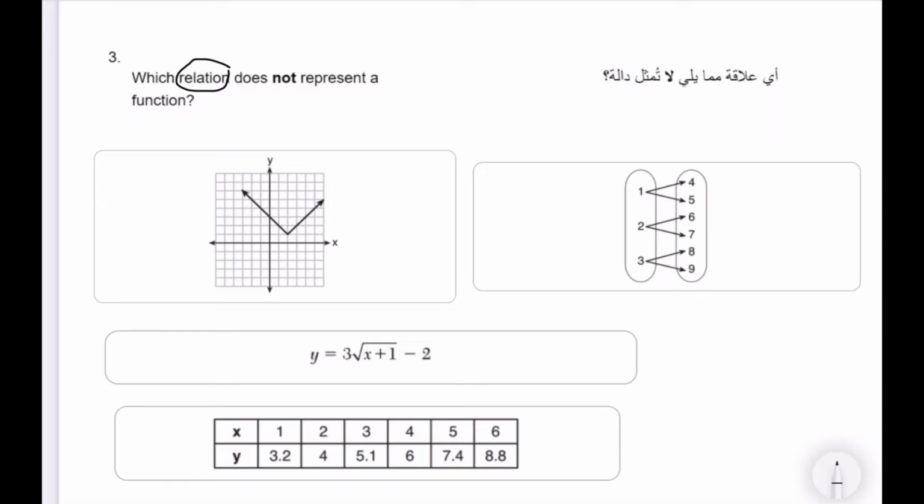And then a function. What is a function? A function is a relation, but not all relations are functions. All functions are relations, but not all relations are functions. So, what is a function? A function is a relation where every input corresponds to exactly one and only one output.